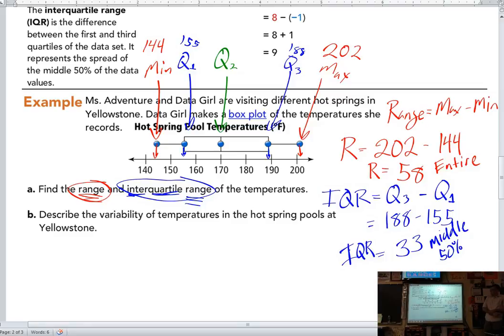So we could say, in total, you might see a 58-degree change in the hot springs, but normally, the middle 50% of the time, that's like your normal, it only varies by 33 degrees. So you could say, in normal, it's between 155 and 188, which is way hot, because 212 is boiling. That's why.